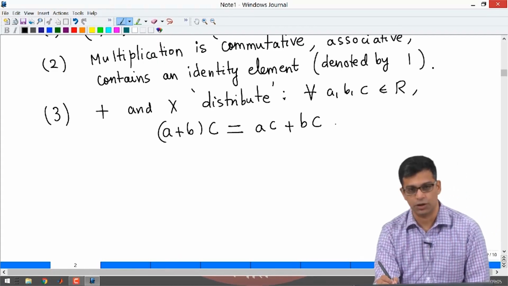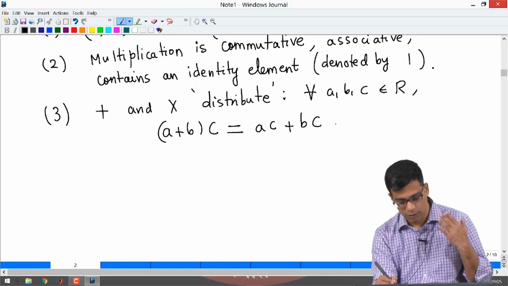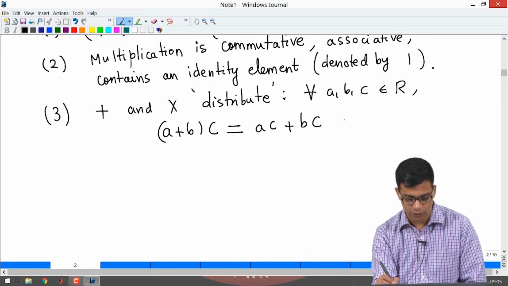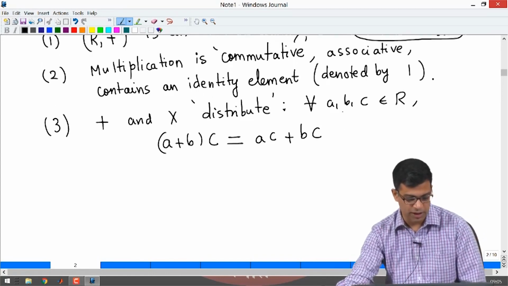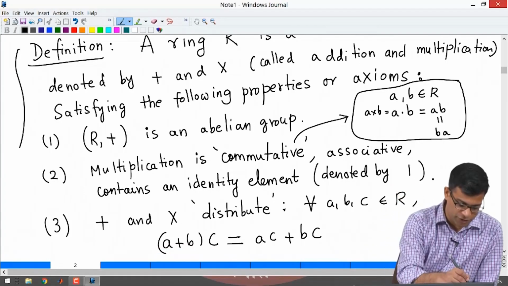So, this is a very natural and obvious property in the sets that we are used to, but it is not guaranteed to be true always. So, we need to insist on it. So, these are properties of a ring. So, this is the important example, important definition for the whole course.